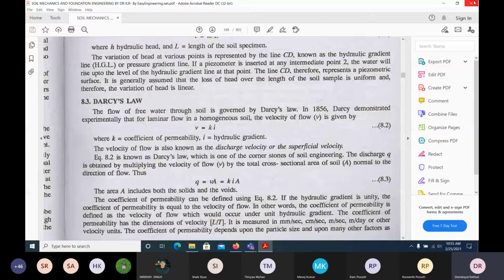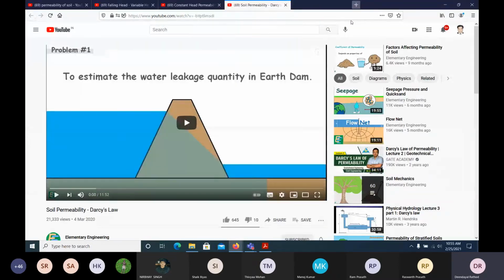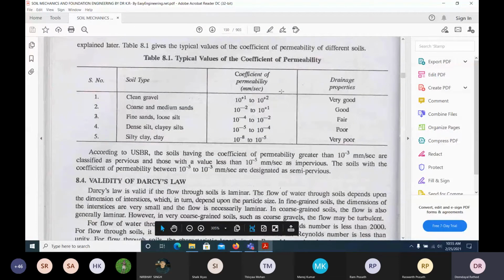This Darcy's law is generally valid for laminar flow only. You might have heard about laminar flow; if not, you will study it in fluid mechanics, which is out of our scope. We have three types: laminar flow, turbulent flow, transition flow, and so on.